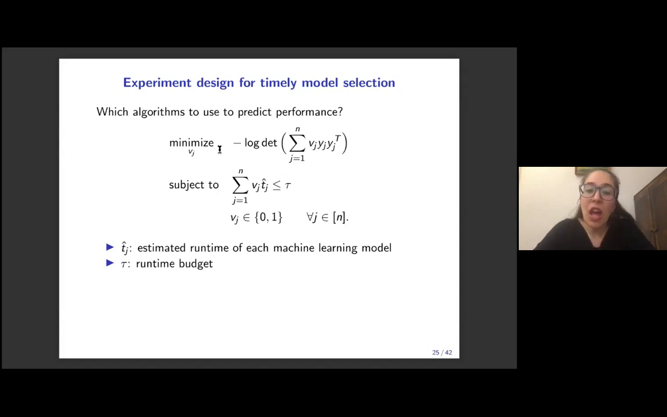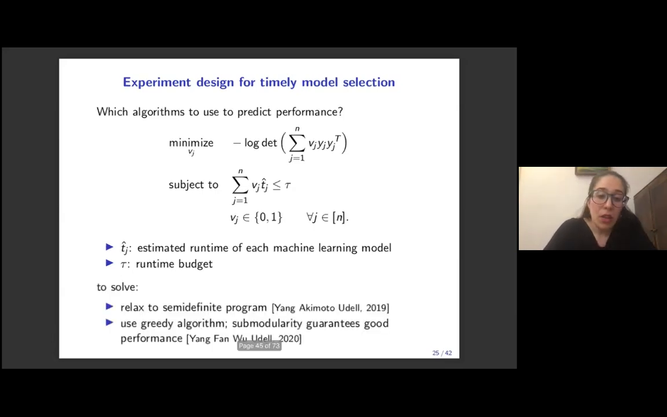Subject to that time budget, I want the minimum variance estimator for my unknown vector x, the unknown latent vector that represents my new data set. Now this is a challenging optimization problem to solve. We've looked at two different methodologies for solving it.